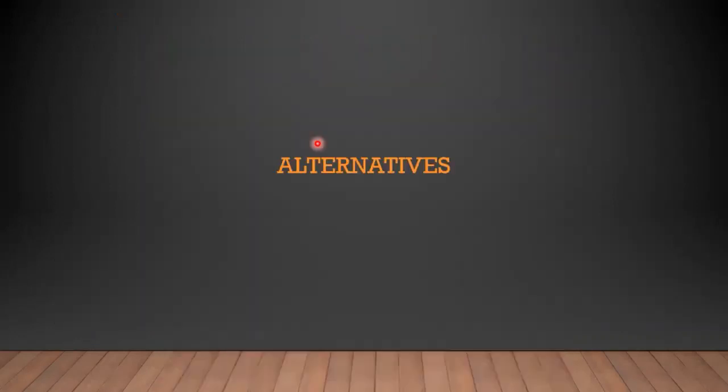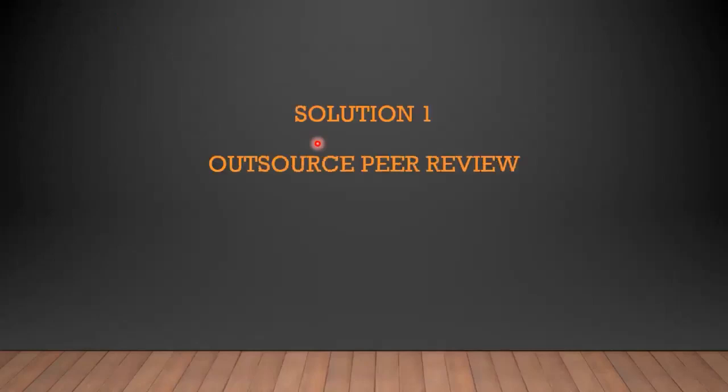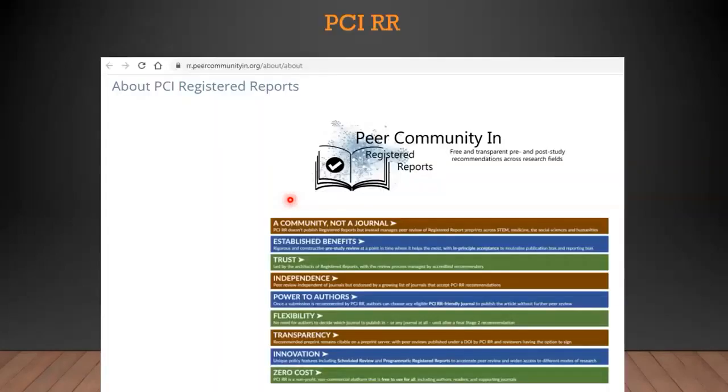So alternatives. Let's see, how can we fix this? Is there any way that we can fix it? One solution is outsourcing the peer review process. Outsourcing means somebody else does the peer review, not the journal itself, which is a revolutionary idea. So you are saying that the journal should not do the review? Who does the review then? What's the function of the journal? That's a very new concept. So the journal does not do the review? So who is the one doing the review?